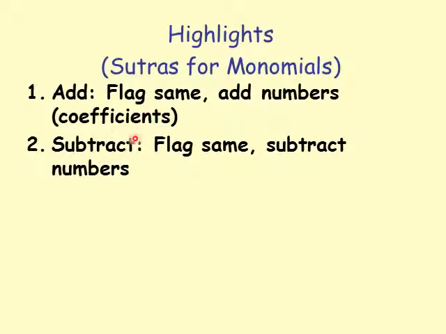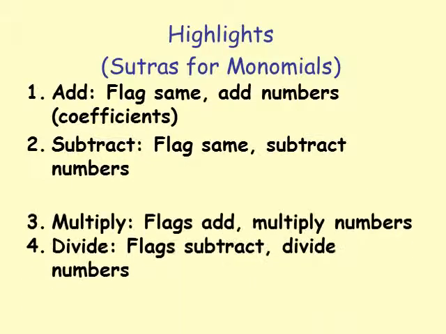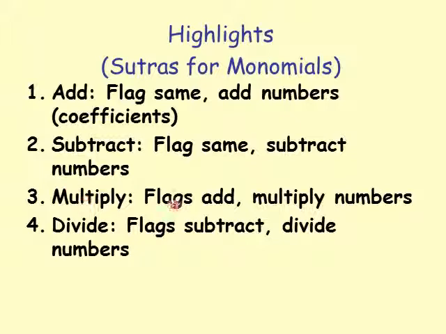Let's continue. In subtraction, in two monomials separated by a minus sign, if the flags are the same, that means same power, subtract the numbers, which means we subtract the coefficients. Same thing in multiply. If flags, add the flags and multiply numbers. Number means multiply the coefficients. So we add the two flags, two powers, and multiply the two coefficients.